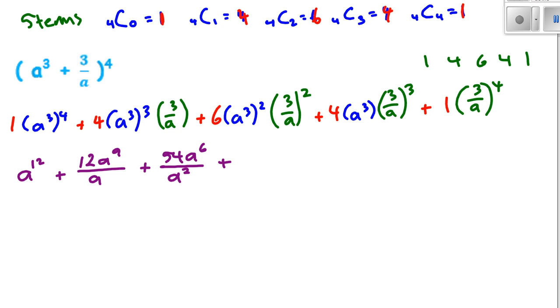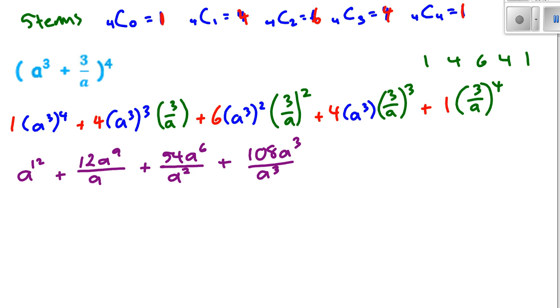What's going to be our next coefficient? 36 a cubed over a cubed. Is it 36? What's 3 cubed? 27, yeah. Easily done too. 27 times 4 is? 108, did you say? Yeah, 108, 3 cubed over a cubed. Yeah, good. Okay, so that's that.